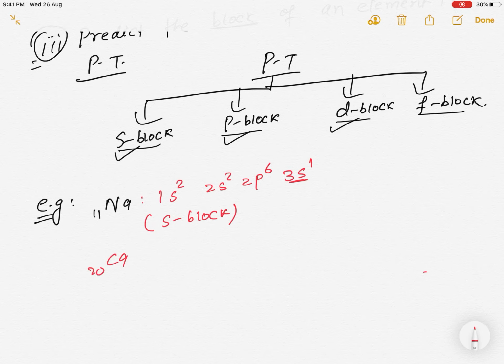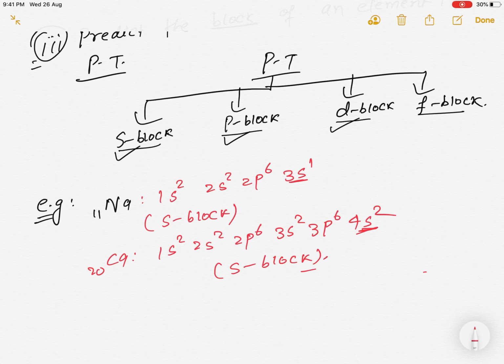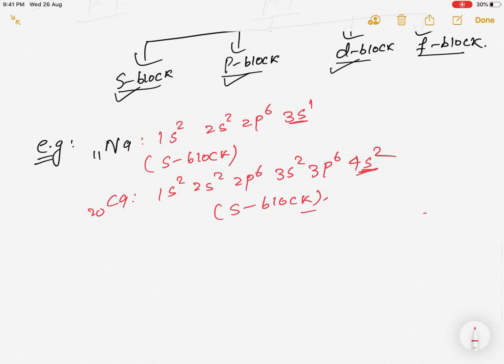Similarly, calcium: 1s2, 2s2, 2p6, 3s2, 3p6, 4s2. Where does the last electron go? In the S subshell. Again, it's an S block element. So finding the block of the element is very easy. All you need to know is the atomic number and how to write the electronic configuration. You should be aware of that. Then you can easily find the block of the element.